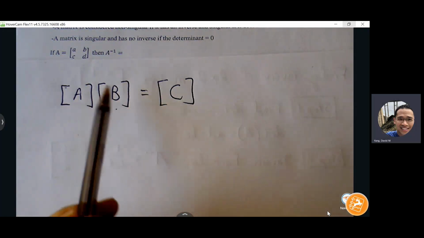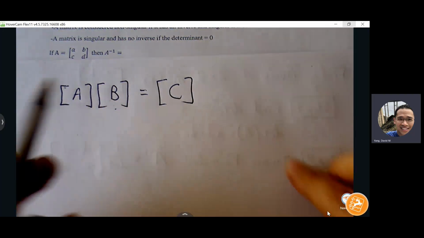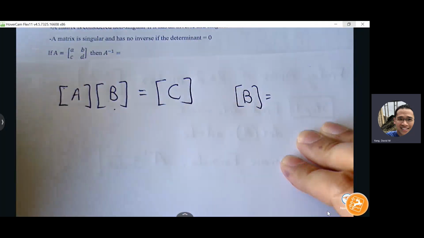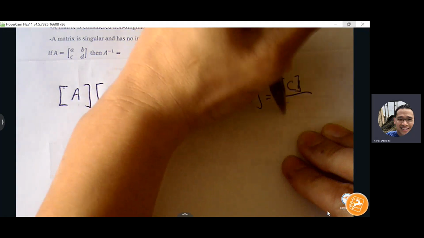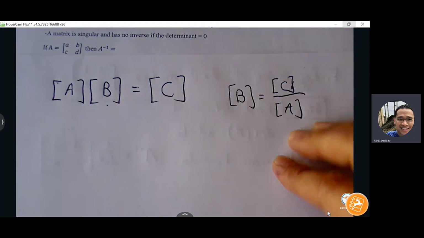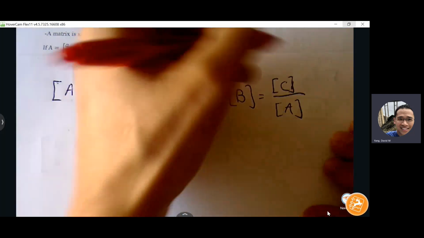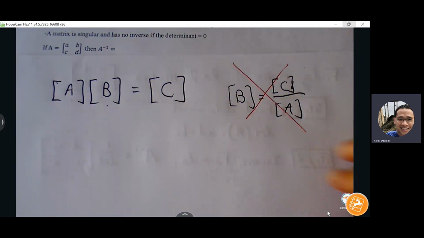Typically, if we're thinking, oh, if I want to get something by itself, I'm going to divide, right? So normally, if you treat it like an equation, you would say matrix C divided by matrix A, right? That may be your first instinct. Now that's how you would solve an equation if it was just a normal variable or algebraic equation, but this is not how matrices work, okay?